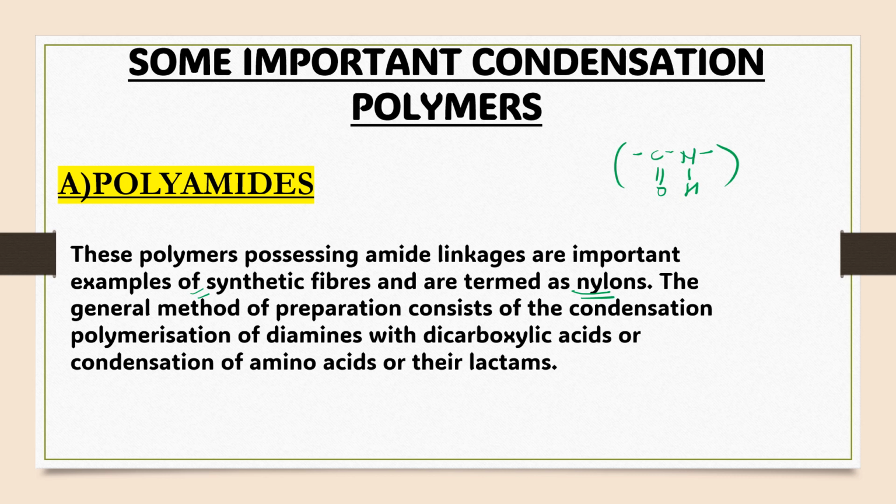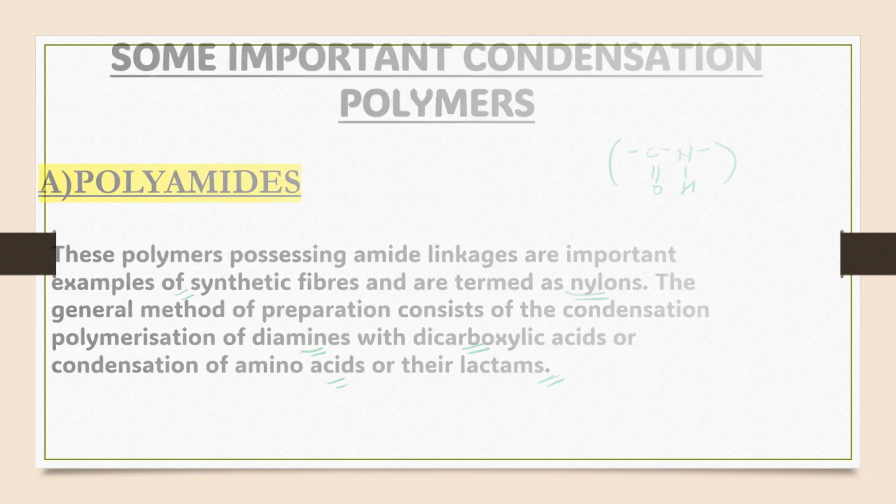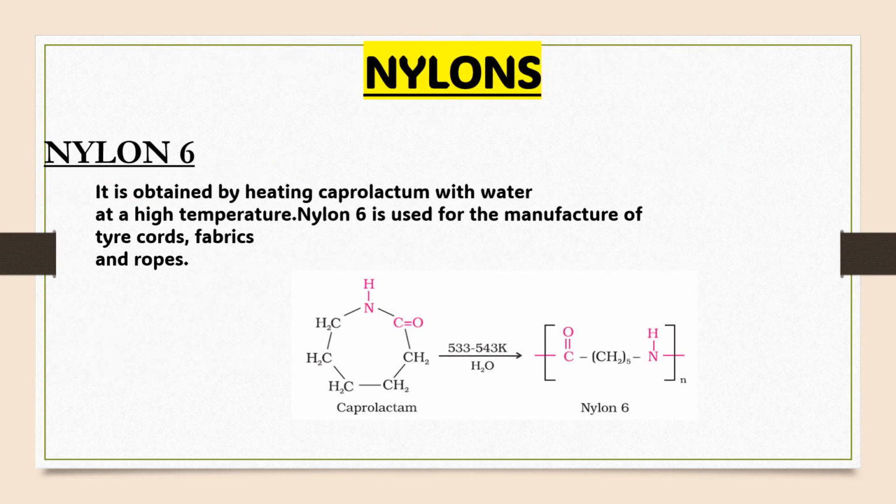So what we need for the method of their preparation is diamines with dicarboxylic acids, or condensation of amino acids or their lactams. These are the prerequisites for the formation of polyamides. Now, polyamides, as we can see, are also known as nylon. We have to study two types of nylon under this heading. First is nylon 6 and second is nylon 66.